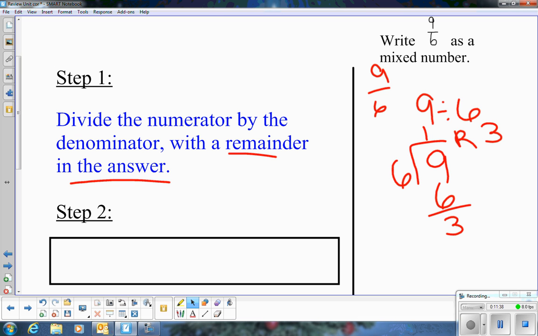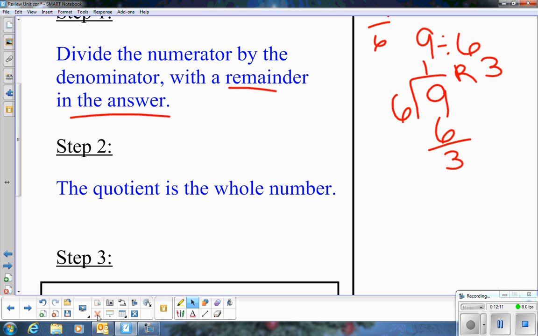Yep. Think about, again, your pizzas. I got pizzas cut into 6 parts, a bunch of them. I got 9 parts, and I need to put them back together and say, well, how many whole pizzas do I have? Well, 6 of those make a whole pizza. So how many chunks of 6 do I have? I have 1 whole chunk with 3 pieces left over in this particular example. Okay?